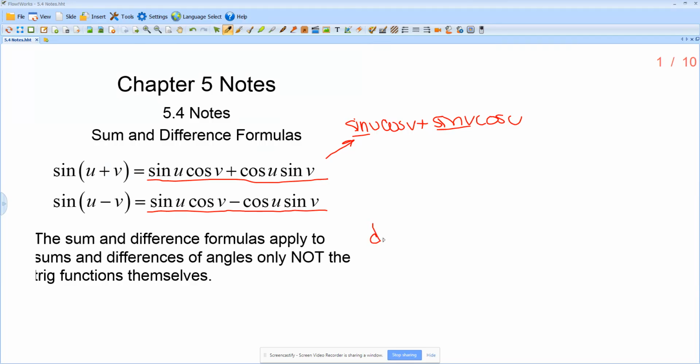This does not apply to, for instance, something like the sine of 30 degrees plus the sine of 50 degrees. This is not an example of this scenario. This is talking about the sine of the sum of angles. That is talking about the sum of the sines of angles, and you do that differently. This is easier.